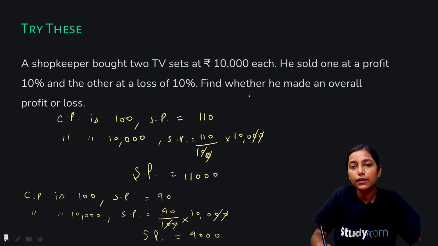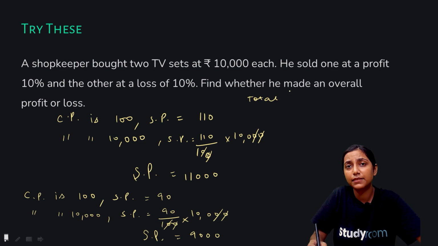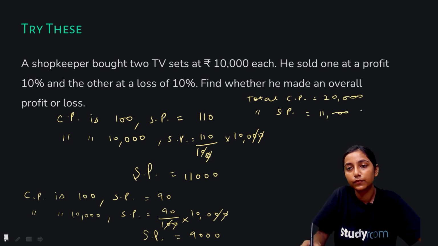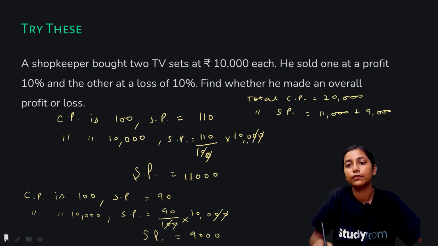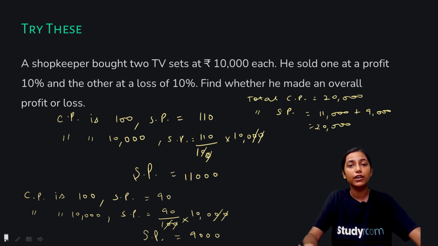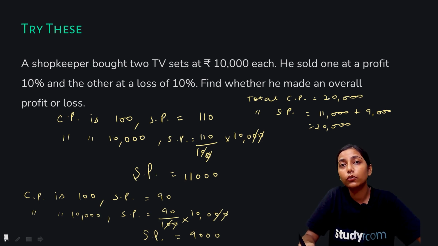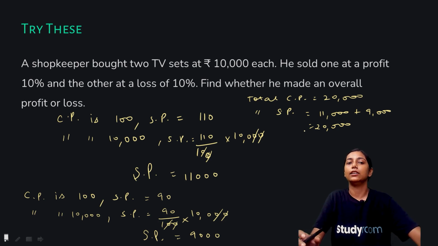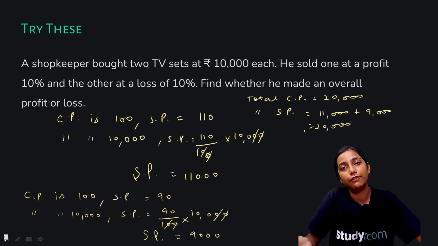Now, what is the total? Again, just the same steps like the previous example. Total cost price is 10,000 plus 10,000, 20,000. While total selling price is this 11,000 plus 9,000. That is again 20,000. So, what is his total profit or loss? He is neither having any profit nor having any loss. He got those two sets for 20,000. He sold those for 20,000. So, he neither made any profit nor faced any loss. This is how we solved it, just like the previous example.